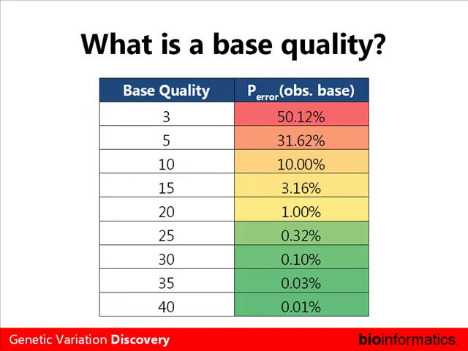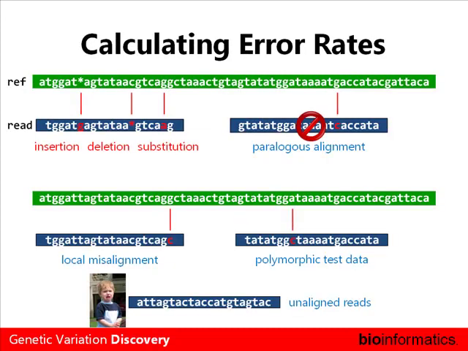Back in the Sanger capillary days, we said any base that had a base quality of 20 or higher was pretty good. These days, we're a little bit more demanding, and so we like to see things that are like 27 and above. So just keep this in mind when you hear base qualities mentioned later on in the lecture.